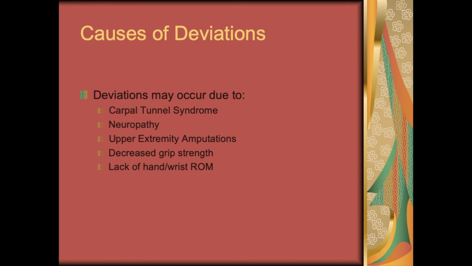Certain medical conditions may affect one's ability to shuffle cards with the typical overhand method and may cause deviations when shuffling cards. This may include carpal tunnel syndrome, neuropathy, upper extremity amputations, general decreased grip strength, or lack of hand and wrist range of motion. These conditions may cause one to lose their grip and drop cards or leave the person unable to utilize a bilateral shuffling technique.